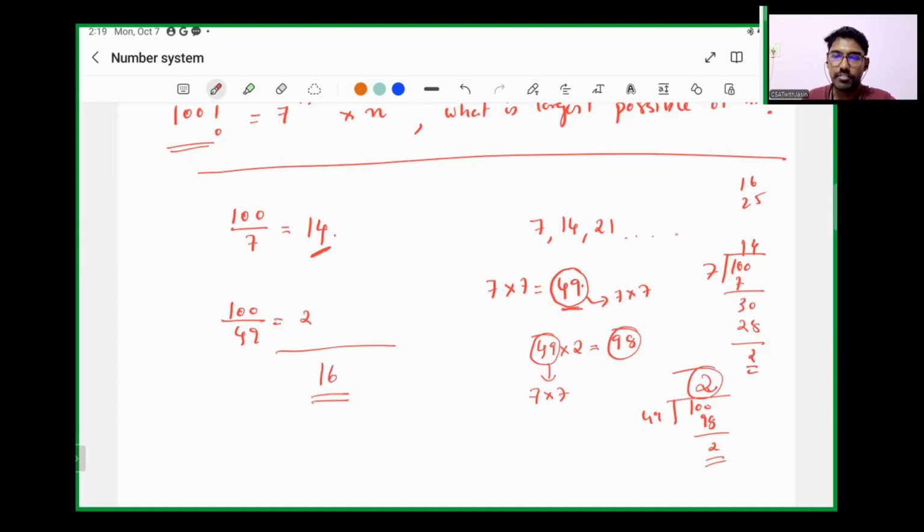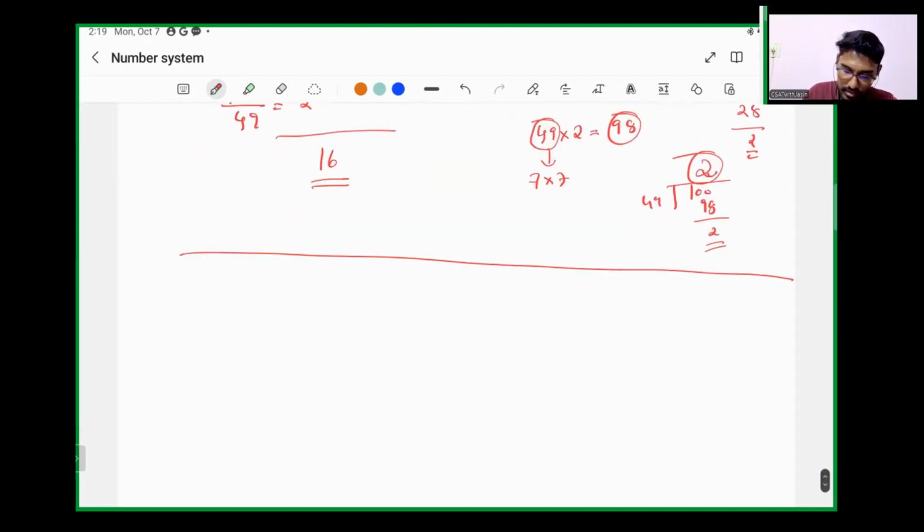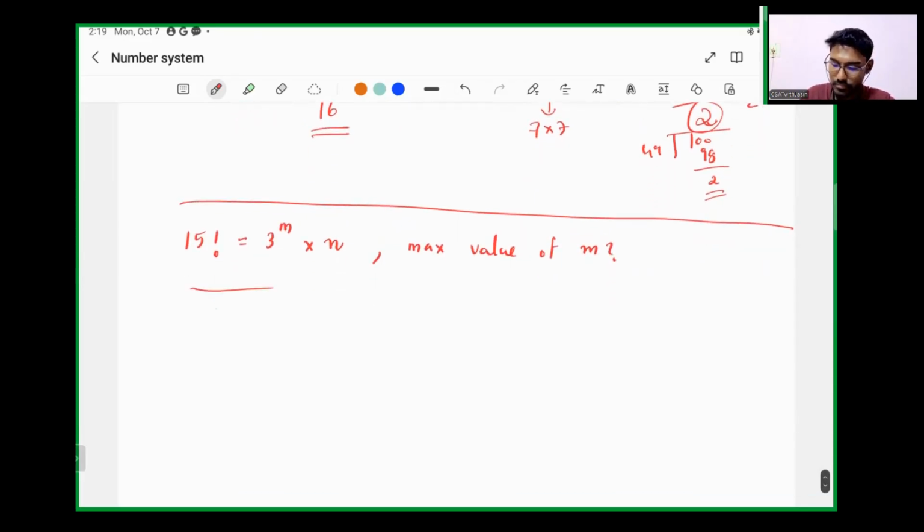So if any question comes like this, whether it's finding the number of zeros at the end, because in finding the number of zeros we are counting 5s, or any question like this, you just need to do it this way. Now I'll give you one more example here. Let's say 15 factorial is equal to 3 raised to m into n. Then find out the maximum value of m. Just try. Here you need to find out how many 3s are there inside 15 factorial.